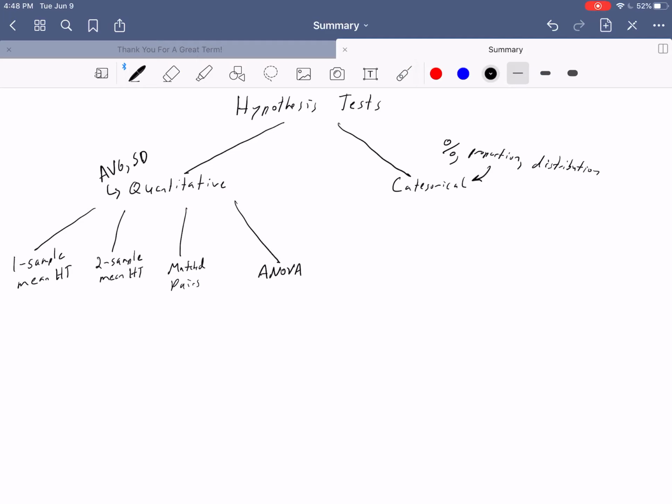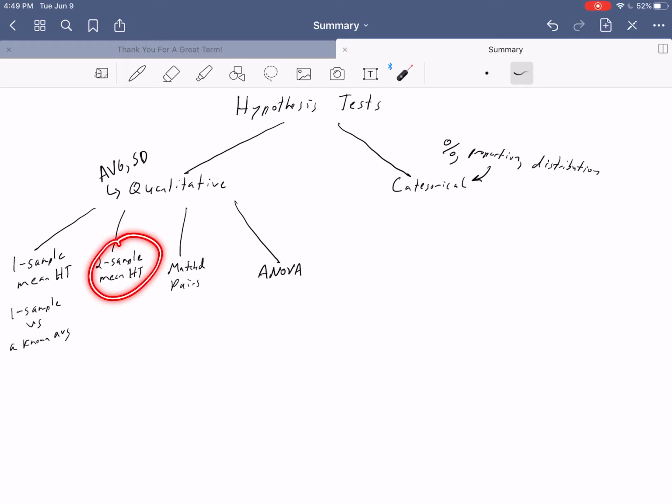Well, remember that, as the name would imply, a one sample mean hypothesis test is one sample versus a known average. So when you're planning on running a one sample mean hypothesis test, the situation you should be in is that you have a single sample that you want to compare against a known or assumed average.